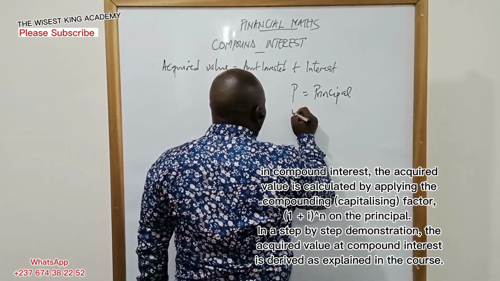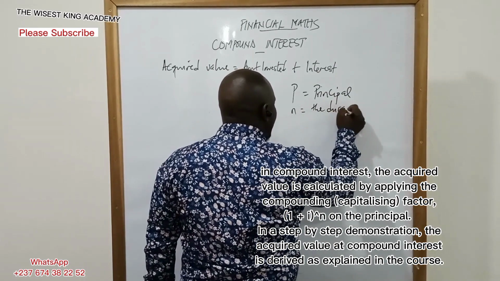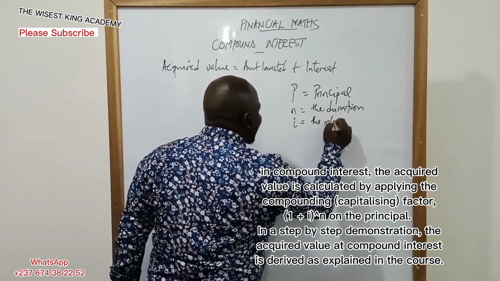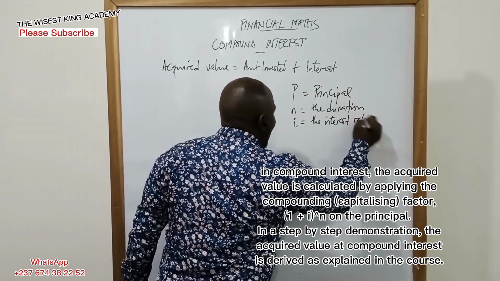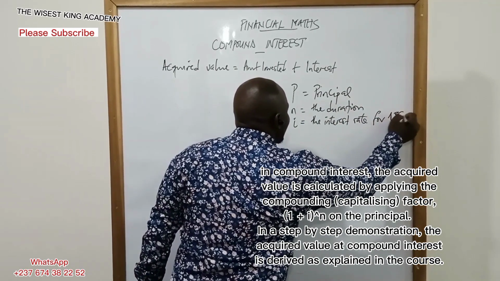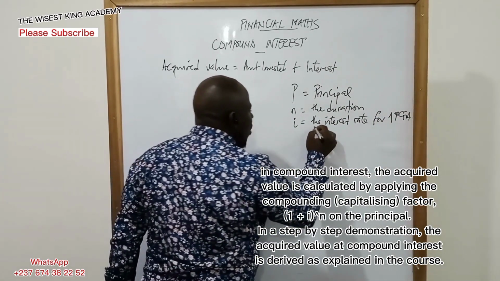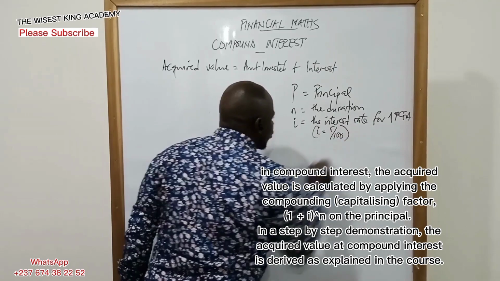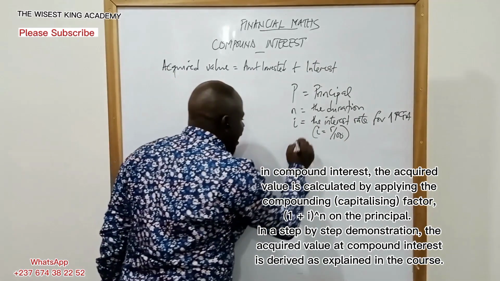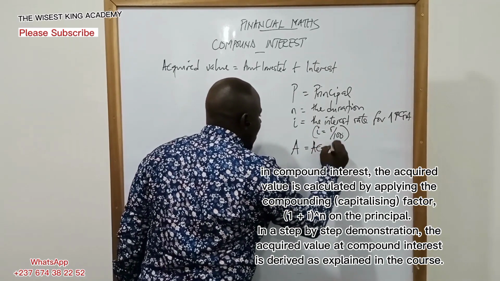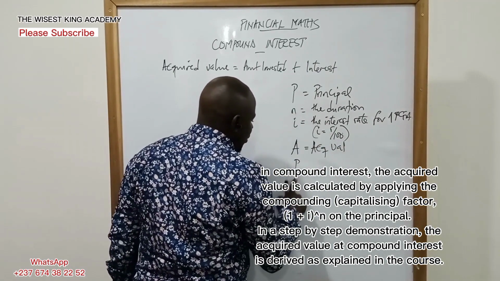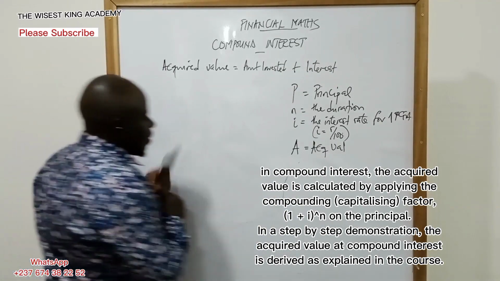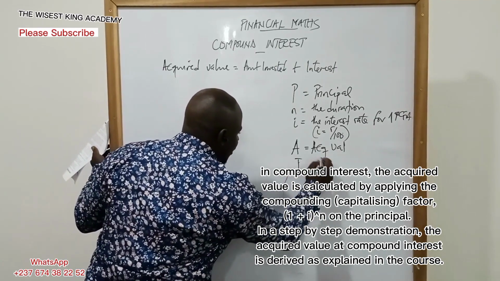Let's take n, the duration of the investment or the loan. i is the interest rate for 1 franc CFA. It depends on your currency, maybe $1. So i is actually equal to r divided by 100. And now let A denote the acquired value. And P is already the principal, which is the present value. Now let I be equal to the interest.